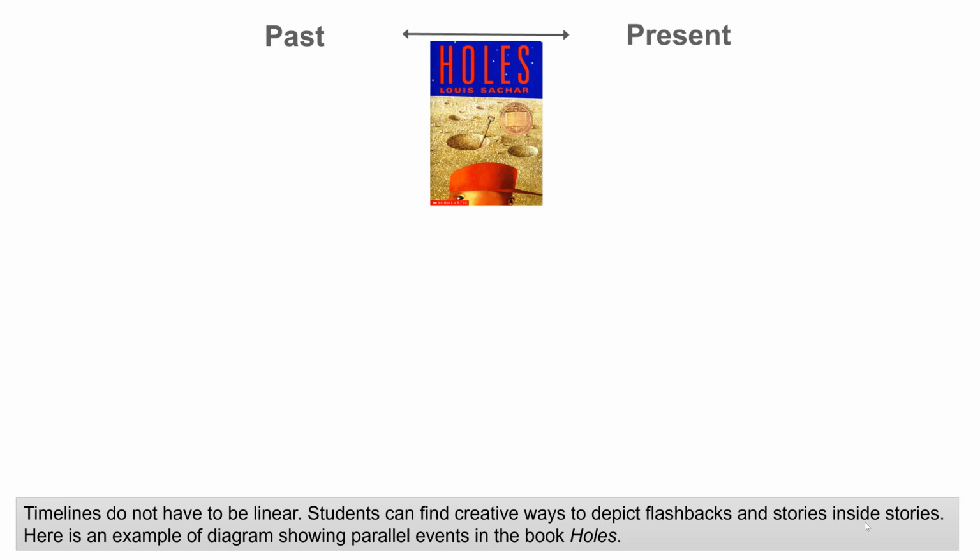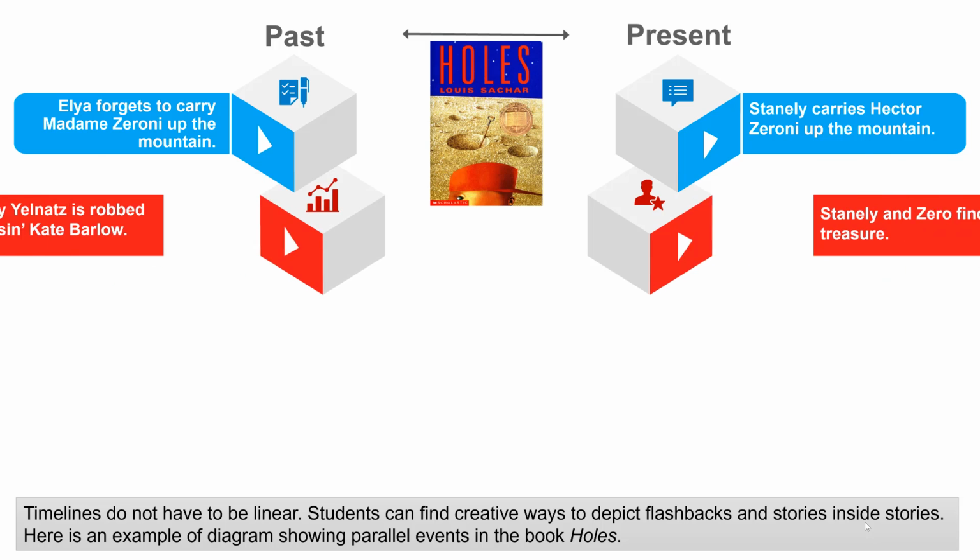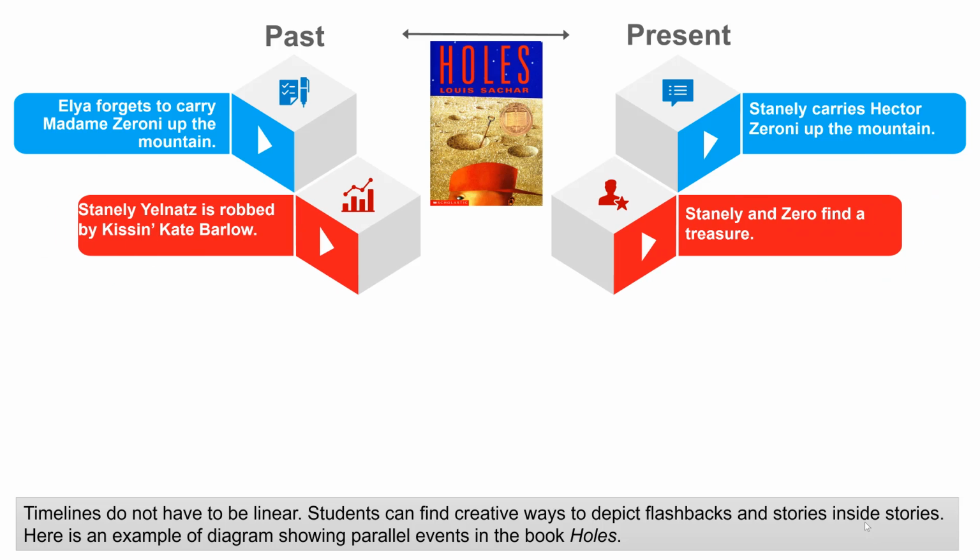Timelines do not have to be linear. Students can find creative ways to depict flashbacks and stories inside stories. Here is an example of a diagram showing parallel events in the book Holes. In the past, Elia forgets to carry Madame Zeroni up the mountain. In the present, Stanley carries Hector Zeroni up the mountain. In the past, Stanley Yelnats is robbed by Kiss and Kate Barlow. In the present, Stanley and Zero find a treasure.